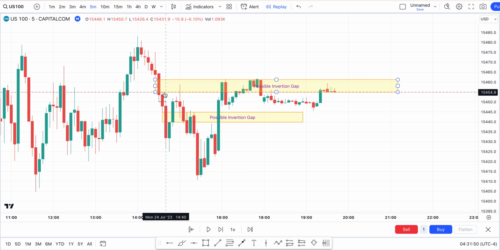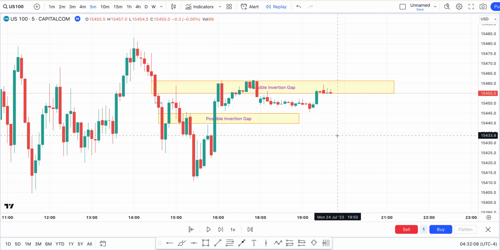And in terms of the high being taken out, I don't expect it within a certain amount of time. So even if it gets taken out 3 days from now, and this high gets taken out, I'll still look at that as an inversion fair value gap.